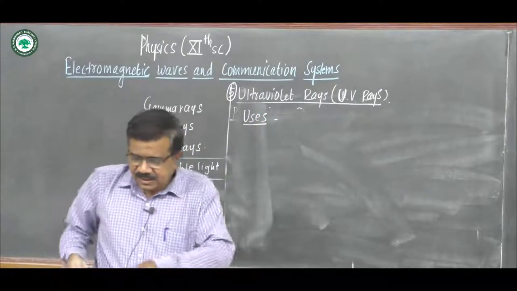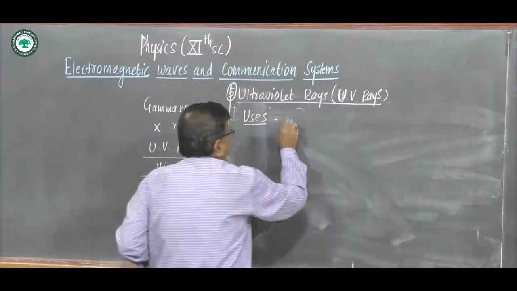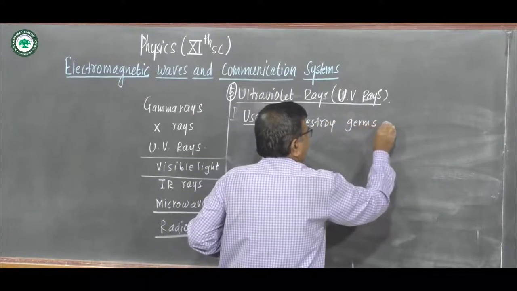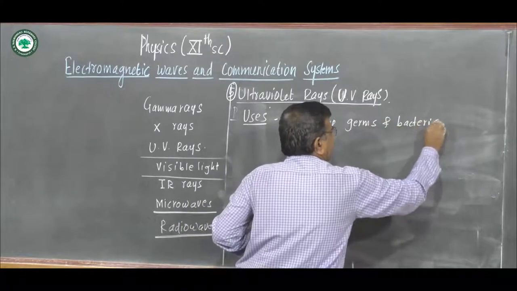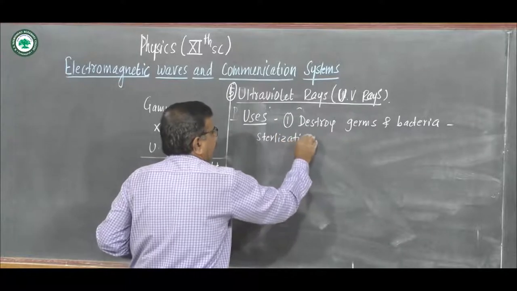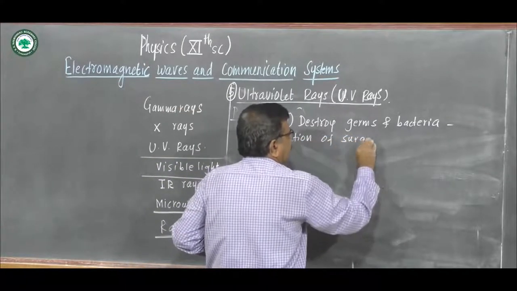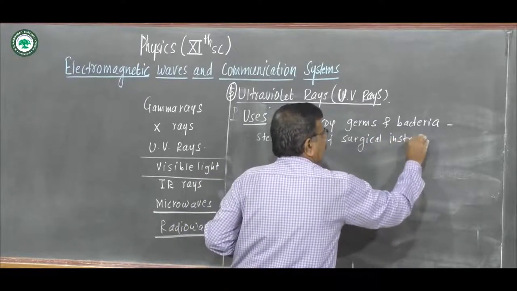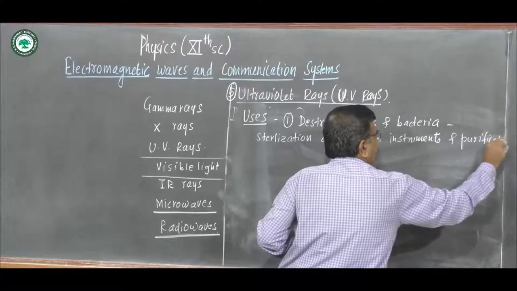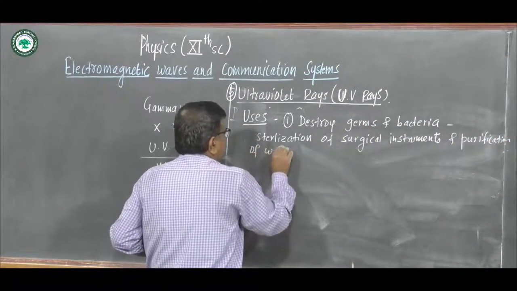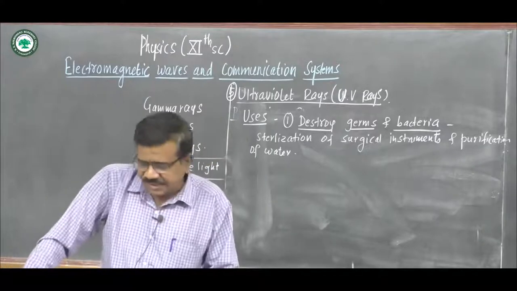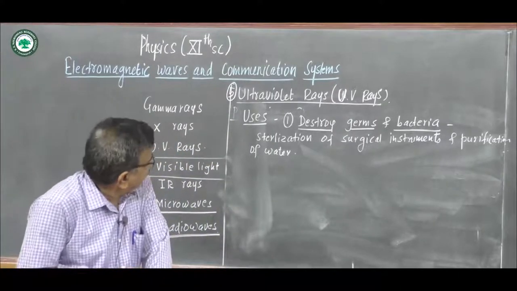Uses of the UV rays: they destroy germs and bacteria. A very important property. Hence, they are used for sterilization of surgical instruments and purification of water. By using this property of destroying germs and bacteria, it is used in sterilizing surgical instruments and for the purification of water.